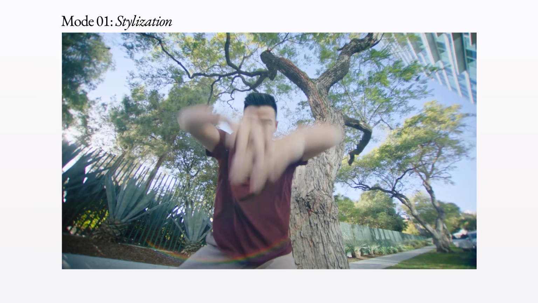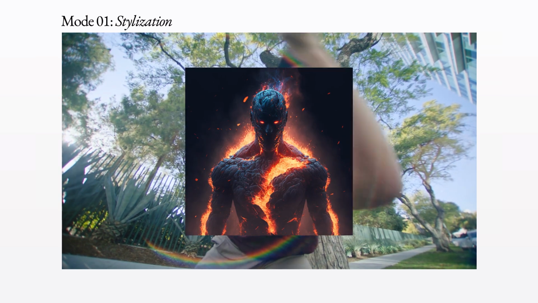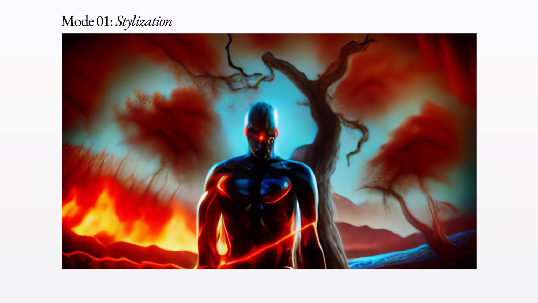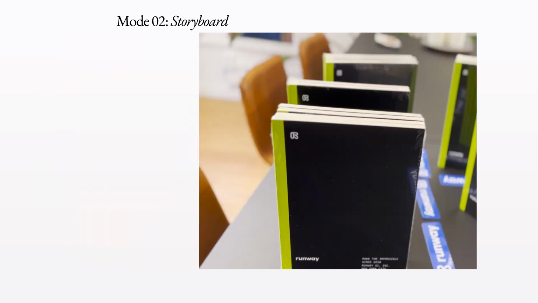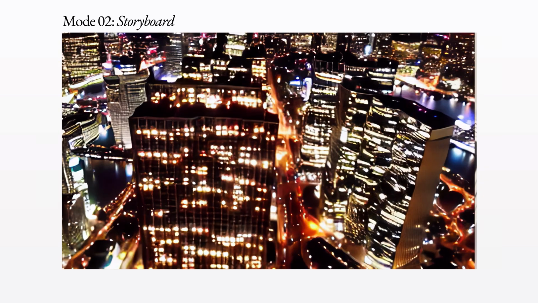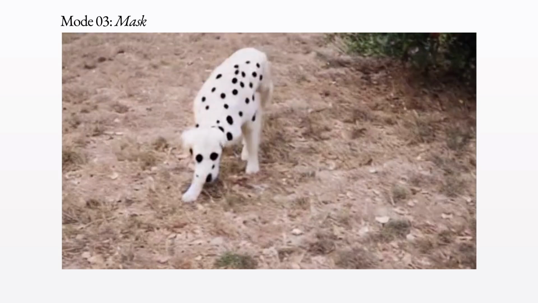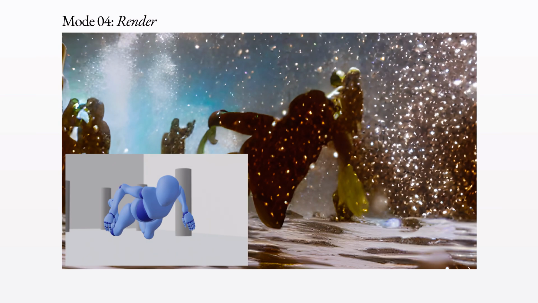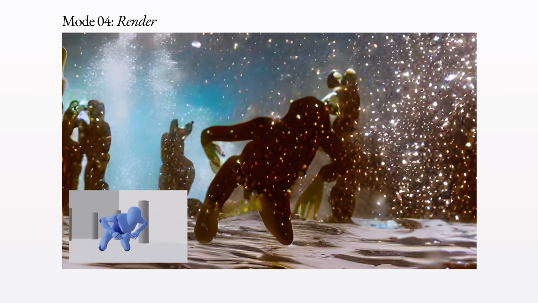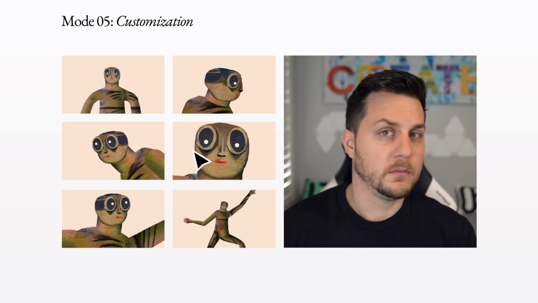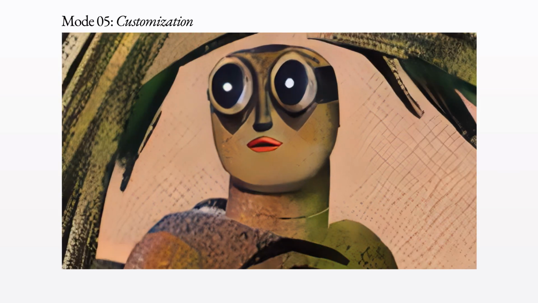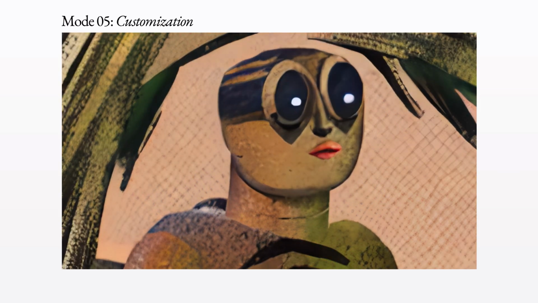Stylization mode. Transfer the style of any image or prompt to every frame of your video. Storyboard mode. Turn mockups into fully stylized and animated renders. Mask mode. Isolate subjects in your video and modify them with simple text prompts. Render mode. Turn untextured renders into realistic outputs by applying an input image or prompt. And customization mode. Unleash the full power of Gen-1 by customizing the model for even higher fidelity results.